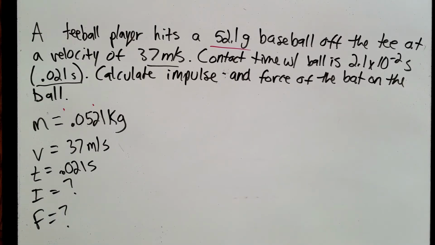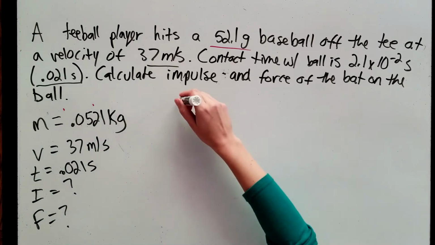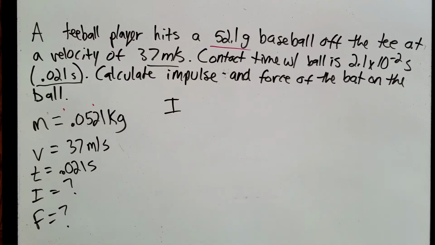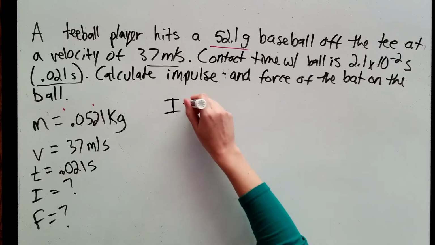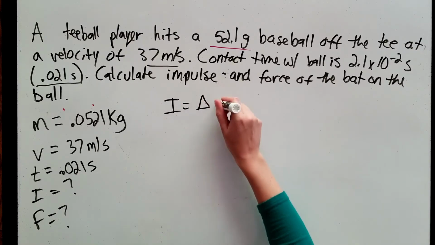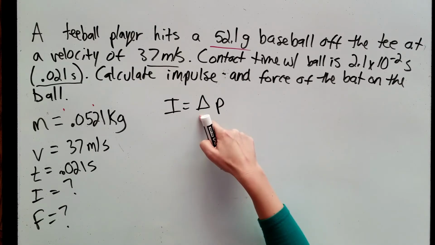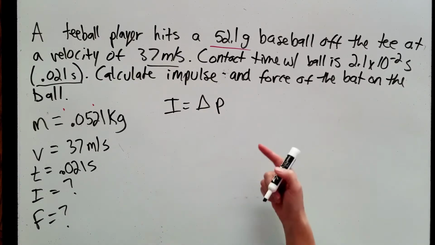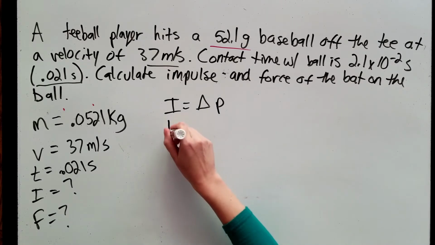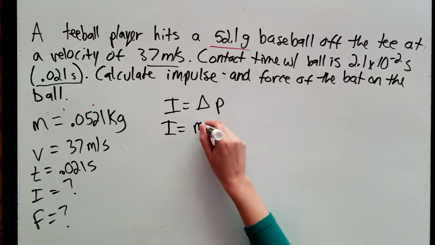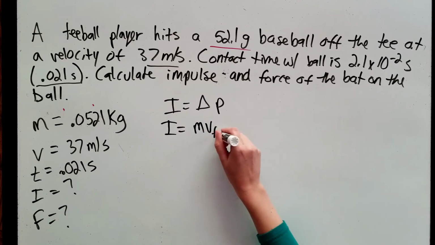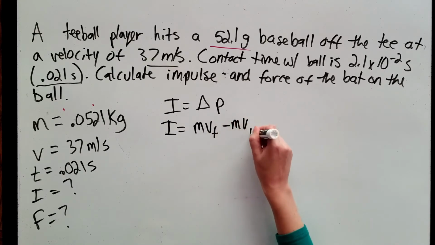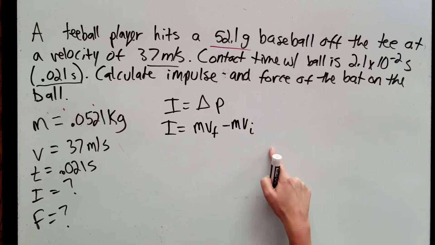All right, so if you remember, impulse has 2 equations. Impulse is the change in momentum. So that's what this delta P means, change in momentum. Whenever you have the change in something, it's always final minus initial. So that's how we get the equation of mvf minus mvi. This is one of the equations on your equation sheet.